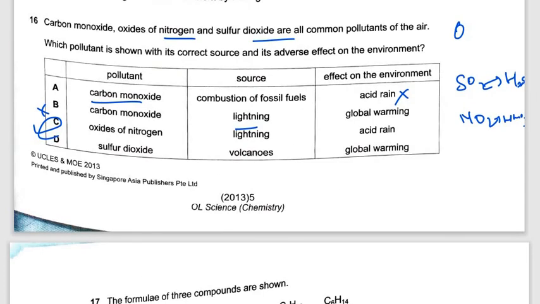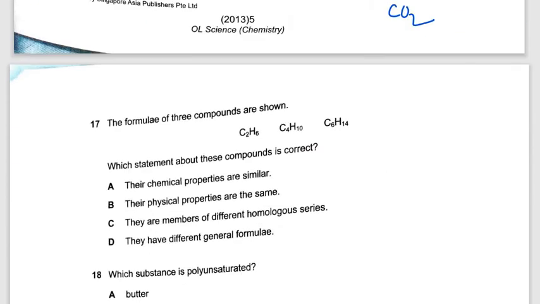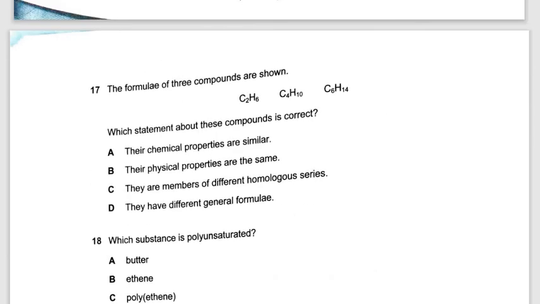So global warming is only affected by the carbon dioxide, because this is the gas which traps the heat and increases the temperature of the earth. Question 17, formula of 3 compounds, 1, 2, 3.